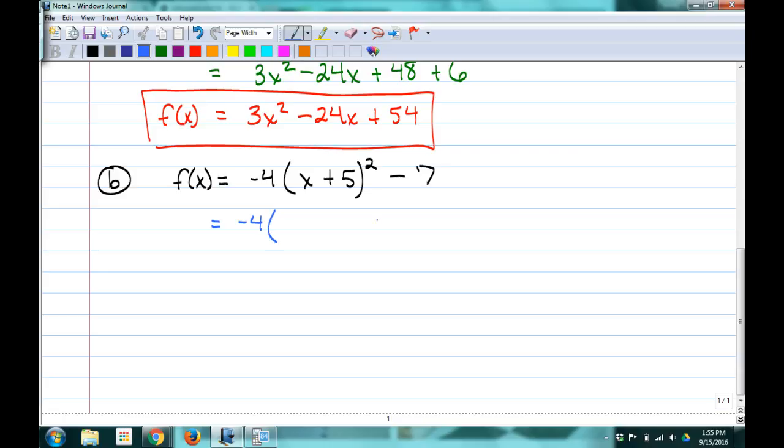-4 and then what happens when I square x plus 5? What do I get? X plus 5 times x plus 5. What is that? Good job.